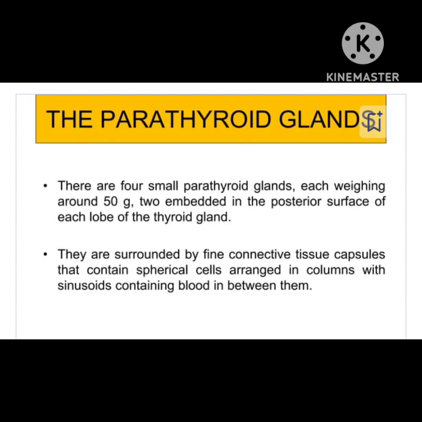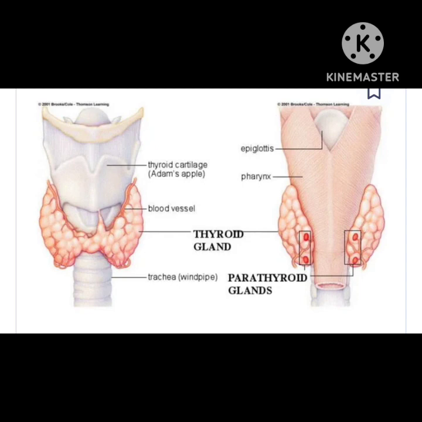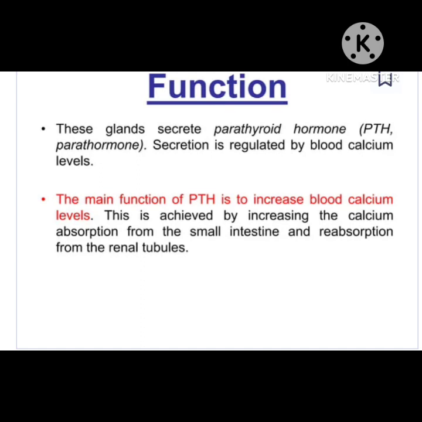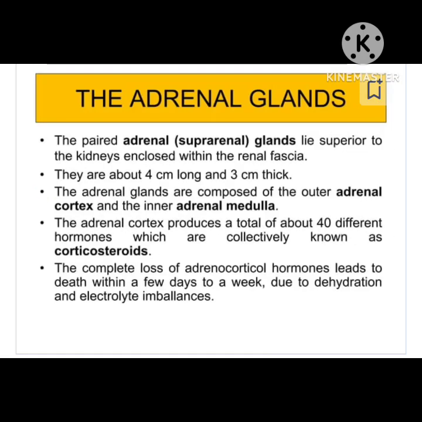They are surrounded by connective tissue capsules. So you can see here in this picture the parathyroid gland, the position of the thyroid gland and parathyroid. Function: these glands secrete parathyroid hormone. Secretion is regulated by blood calcium level. The main function of parathyroid hormone is to increase the blood calcium level. So this is the main function, that is to increase the blood calcium level. So you have to learn this thing.